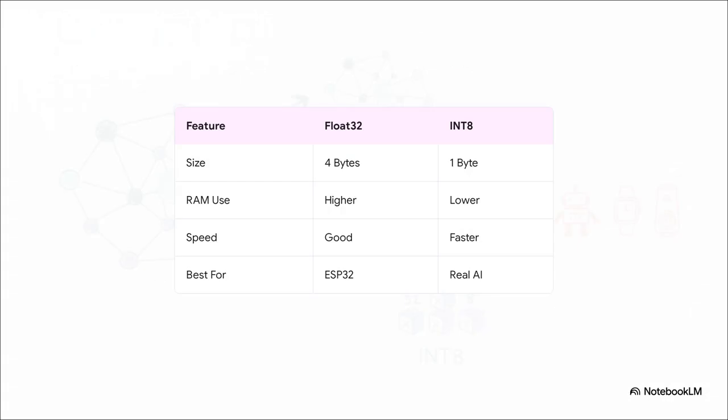When we weigh the exact trade-offs, INT8 obviously uses far less RAM. But interestingly, inference speed is often faster too. That's because doing math with simple whole numbers is just way easier for a basic processor than calculating long decimals. Now, the catch here is a slight drop in accuracy due to the approximation. But ultimately, while Float32 restricts you to really basic functions on an ESP32, INT8 is what actually lets you run real, deep neural networks on edge hardware.